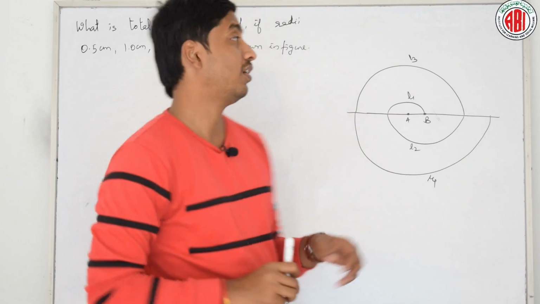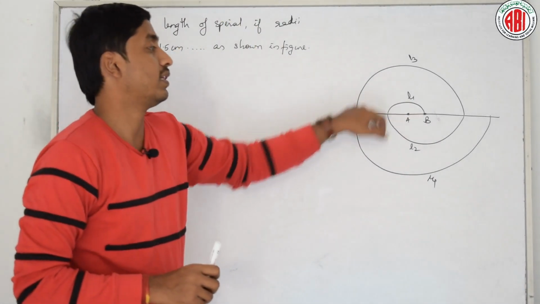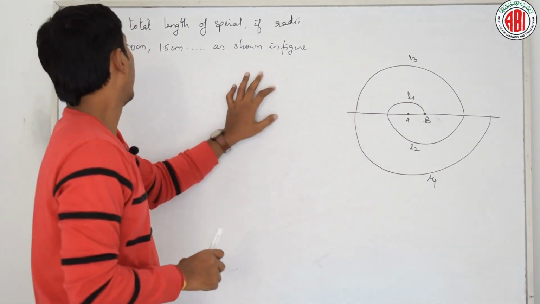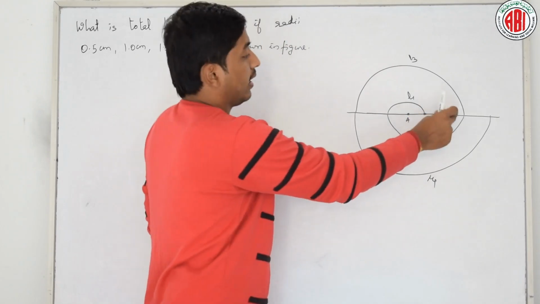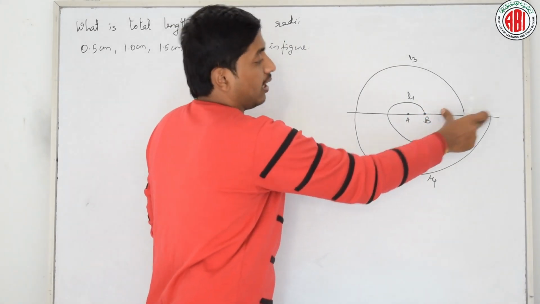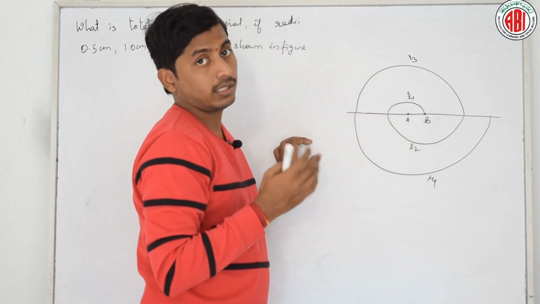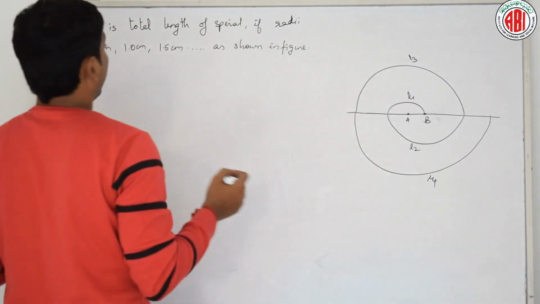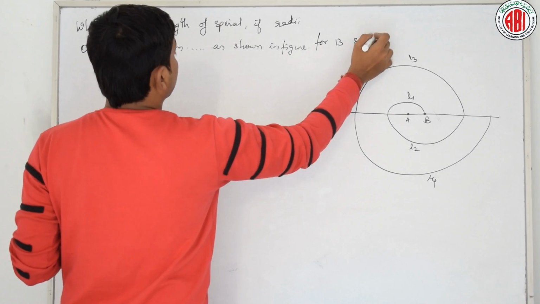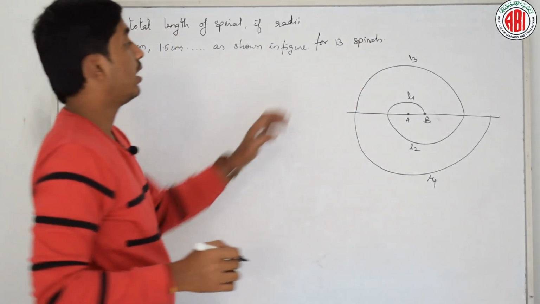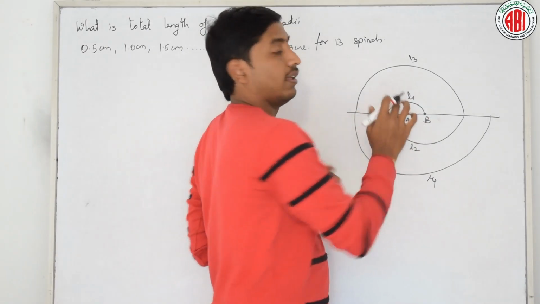Look at this question here. He is asking us to find the total length of the spiral. The radii are 0.5 for the first, the next 1, the next 1.5, the next 2 and so on, up to 13 consecutive spirals. For 13 spirals like this, what is it that we have to find? Firstly, we have to find this L1 length.